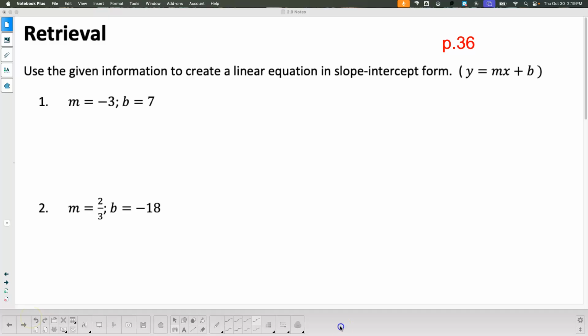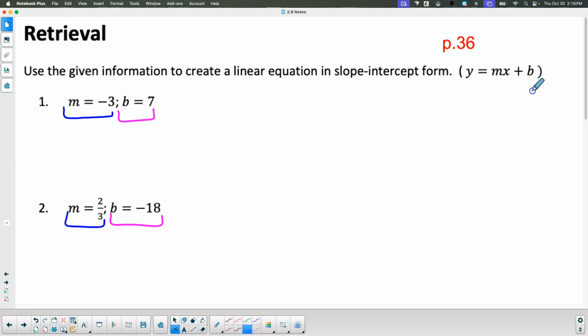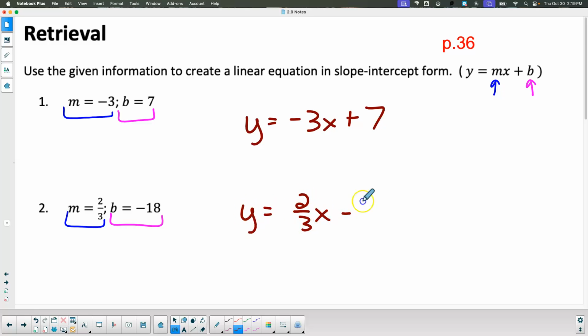The first 2 should have been pretty easy. If we want to put it in y equals mx plus b form, and they give us the m and they give us the b, then it would just be a plug in those 2 spots. Color-coded even. Y equals negative 3x plus 7. Y equals 2/3 x minus 18. Agree with those 2? Those were just straight plug and chugs.